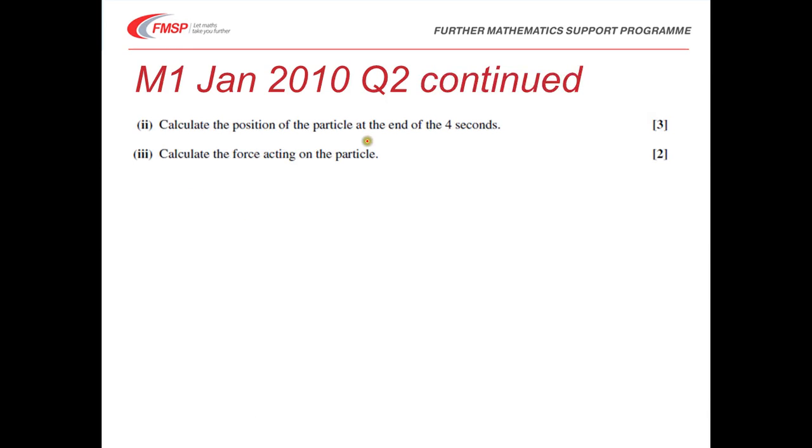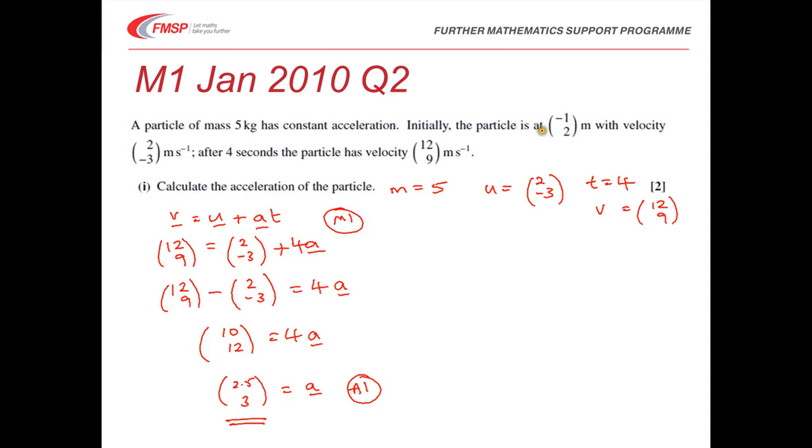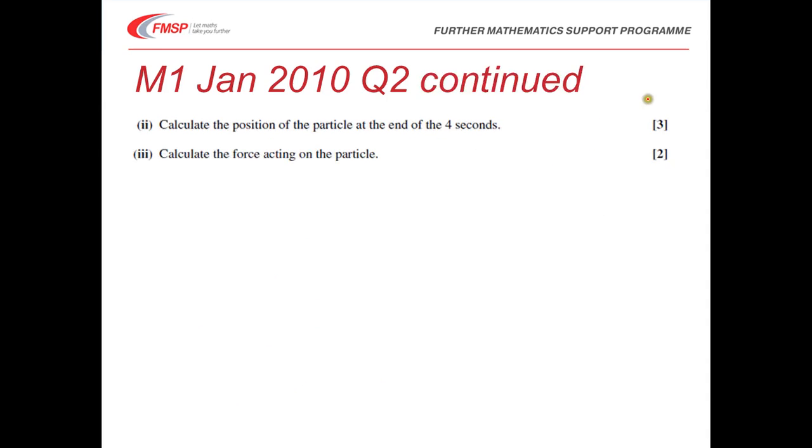Calculate the position of the particle at the end of the 4 seconds. Now if you look back, we had a position that the particle was at initially, minus 1, 2. So I'm just going to jot that down. It's not starting at the origin, it's starting at a different place, so I'll come back to that in a moment.